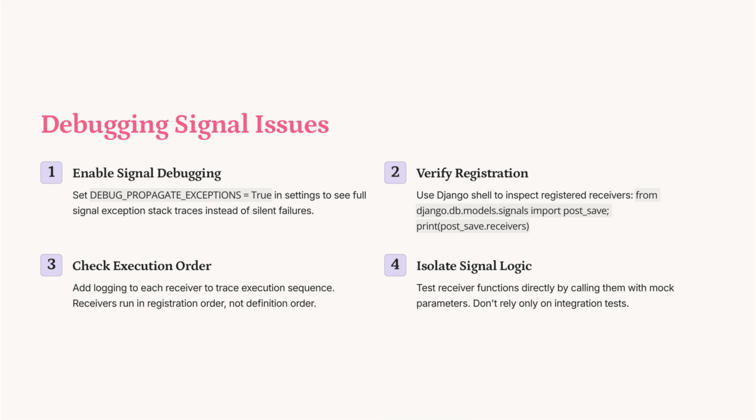Enable signal debugging by setting DEBUG_PROPAGATE_EXCEPTIONS to True for full stack traces. Verify registration using the Django shell to inspect post_save receivers. Check execution order by logging each receiver as they run in registration order. Isolate signal logic by testing receiver functions directly with mock parameters, avoiding sole reliance on integration tests.